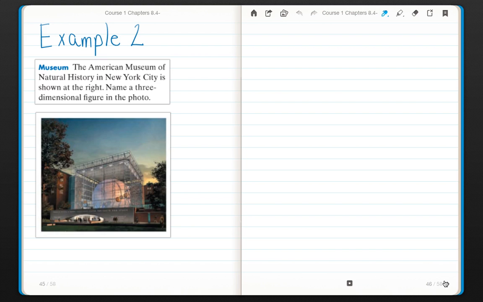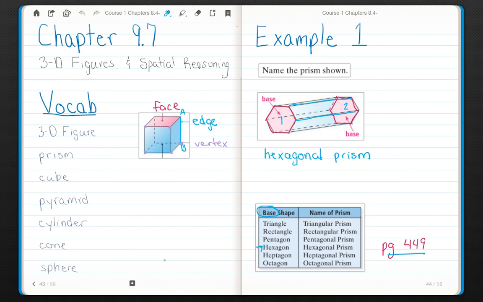So example 2. The American Museum of Natural History in New York City is shown at the right. Name a three-dimensional figure in the photo. So we have, oh, did I skip example 1? Hang on, let me go back. Oh, nope, that was example 1. I'm sorry.